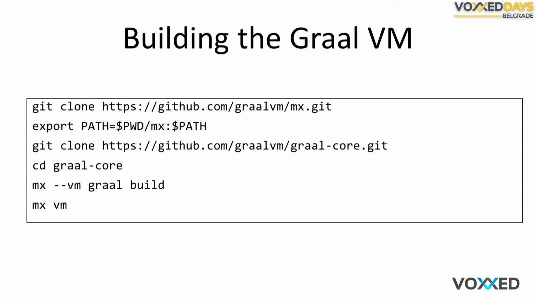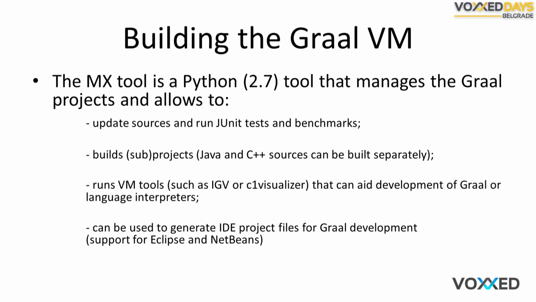Then if you want to build a version of Graal, you go to the Graal core project and execute MX. Then specify what type of virtual machine you want to build. It's Graal, server, client, and so on and so forth. And you say build. This will basically build a Graal version of the JVM. And if you want to execute that JVM, you say MX VM. And basically that's it.